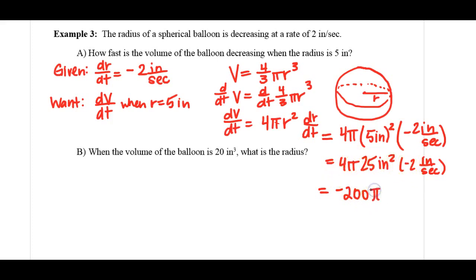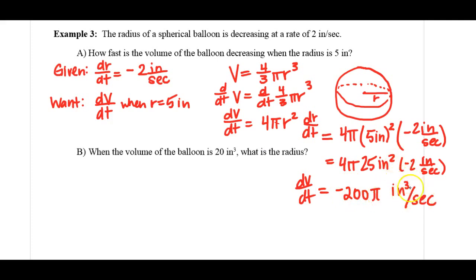So now I can just include the pi. And now I have 3 copies of inches, so inches squared and inches, so this would be inches cubed over seconds. So dV dt is -200 pi inches cubed per second.